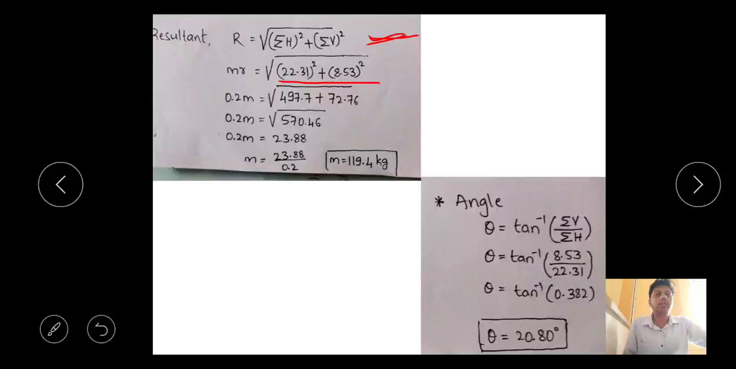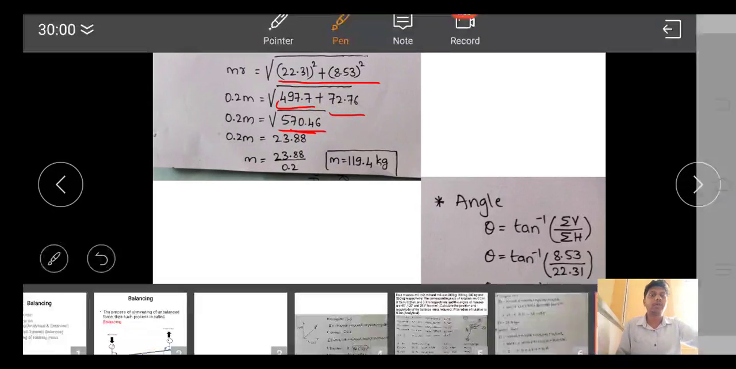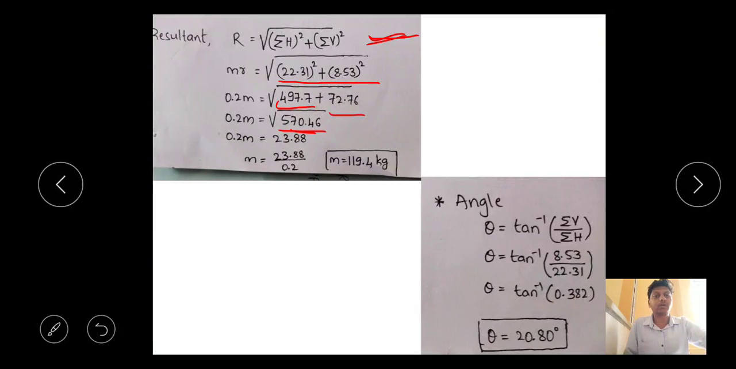So 22.31 square plus 8.53 square, with the square root remaining as it is. Now 22.31 square is 497, and 8.53 square is 72.76. You add both, 497 plus 72, and you get 570. Now you take the square root of 570.46, and you get 23.88.